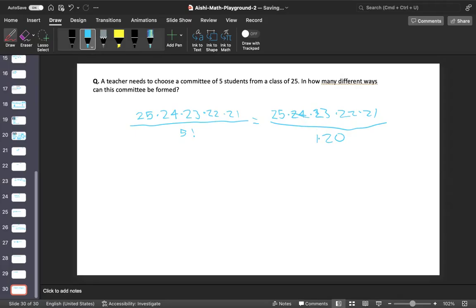24 and 120 can cancel each other out. We're left with 5 here. And if you multiply this, you should end up with 53,130.